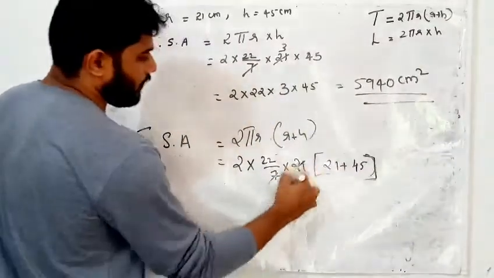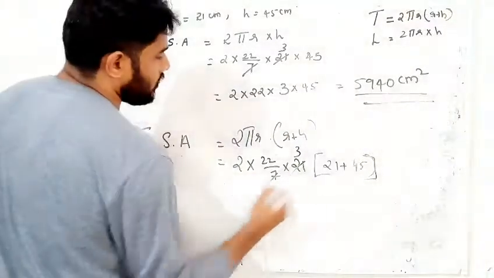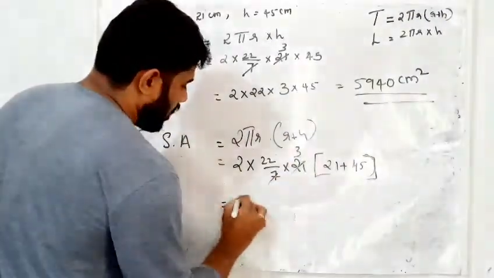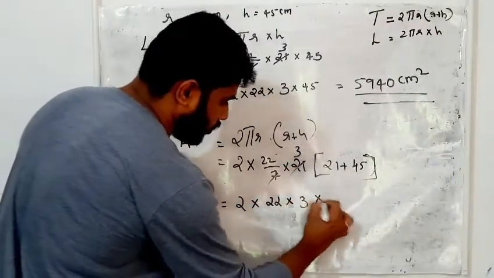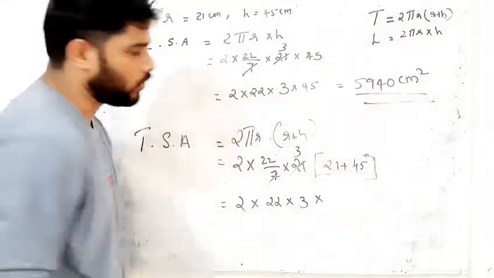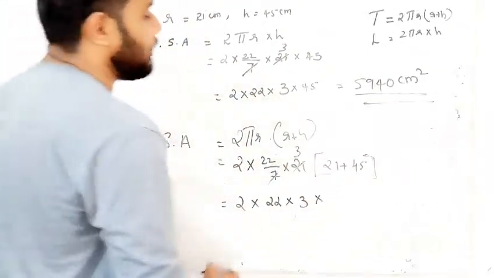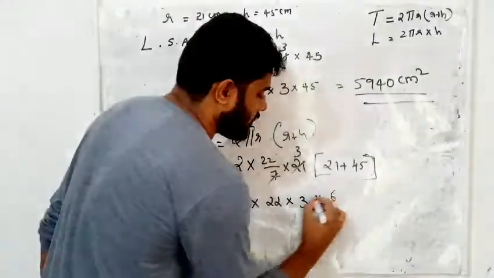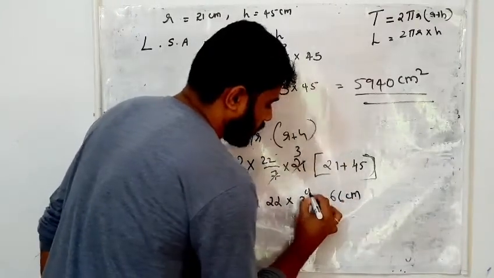So this 7 and this 21 we can cut, we will get 3. So here 3 centimeter and here 21 plus 45. Now 2 into 22 into 3 into 3, the back means into 21 plus 45, that means 66 centimeter. 21 centimeter plus 45 centimeter, you will get 66 centimeter. Here also 3 means 3 centimeter.